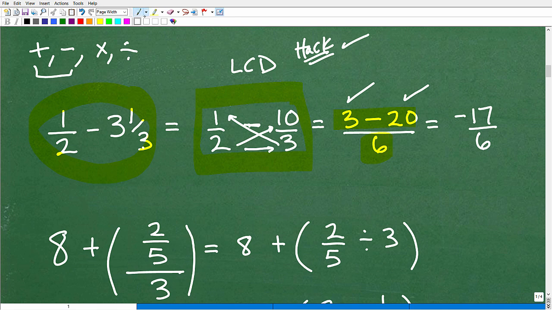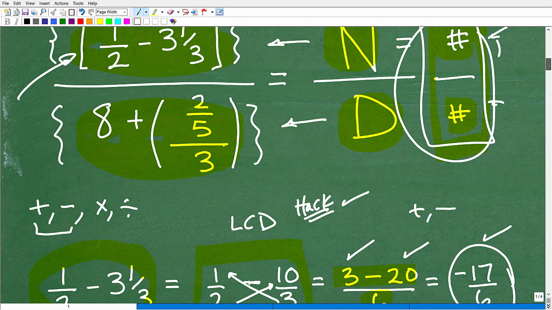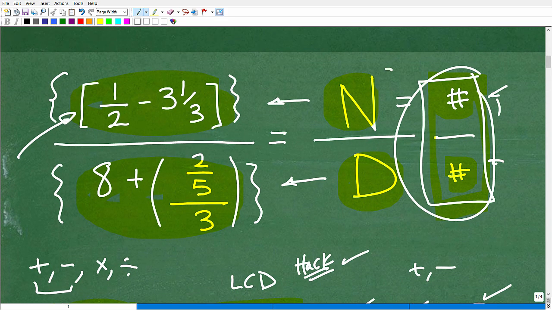Now, you definitely need to know your positive and negative rules, how to add, subtract, multiply, and divide positive and negative values. You've got to be very careful here because we have 3 minus 20, that's a negative 17. That's our numerator. So that's negative 17 over 6. That's what we have so far. So up here, at this point, we just figured out that we have negative 17 over 6 as our numerator.